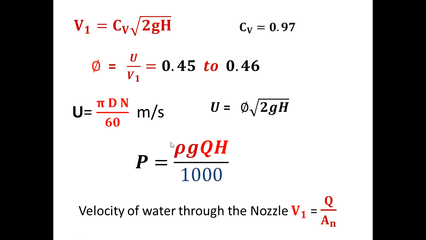Next, the absolute velocity which comes out of the nozzle is equal to cv into square root of 2gh. What is cv? Cv is the coefficient of velocity, and its value will be 0.97. Sir, will they give this in the examination or not? You don't expect all these things to be given. You must know about your Pelton wheel turbine. You are engineers, so you must know these things. Phi is equal to u1 by v1, and that value will be 0.45 or 0.46.